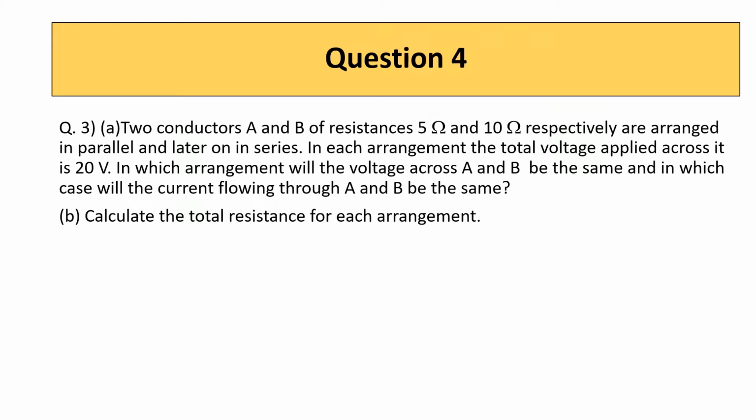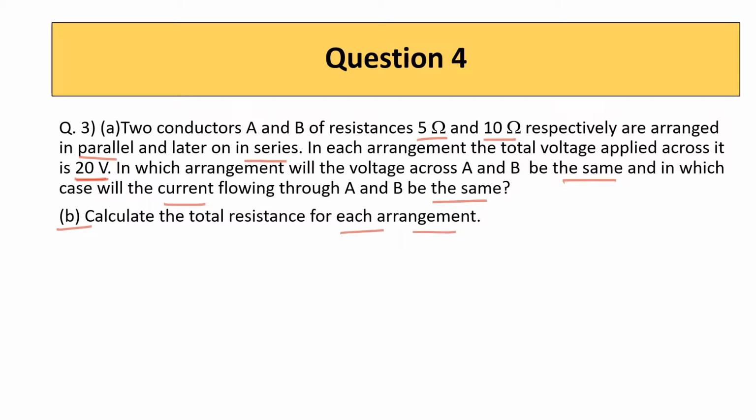Question number 4. Two conductors A and B of resistance 5 ohms and 10 ohms respectively are arranged in parallel and later on in series. In each arrangement, the total voltage applied across it is 20 volt. In which arrangement will the voltage across A and B be the same, and in which case will the current flowing through A and B be the same? The second part of the question is, calculate the total resistance for each arrangement.